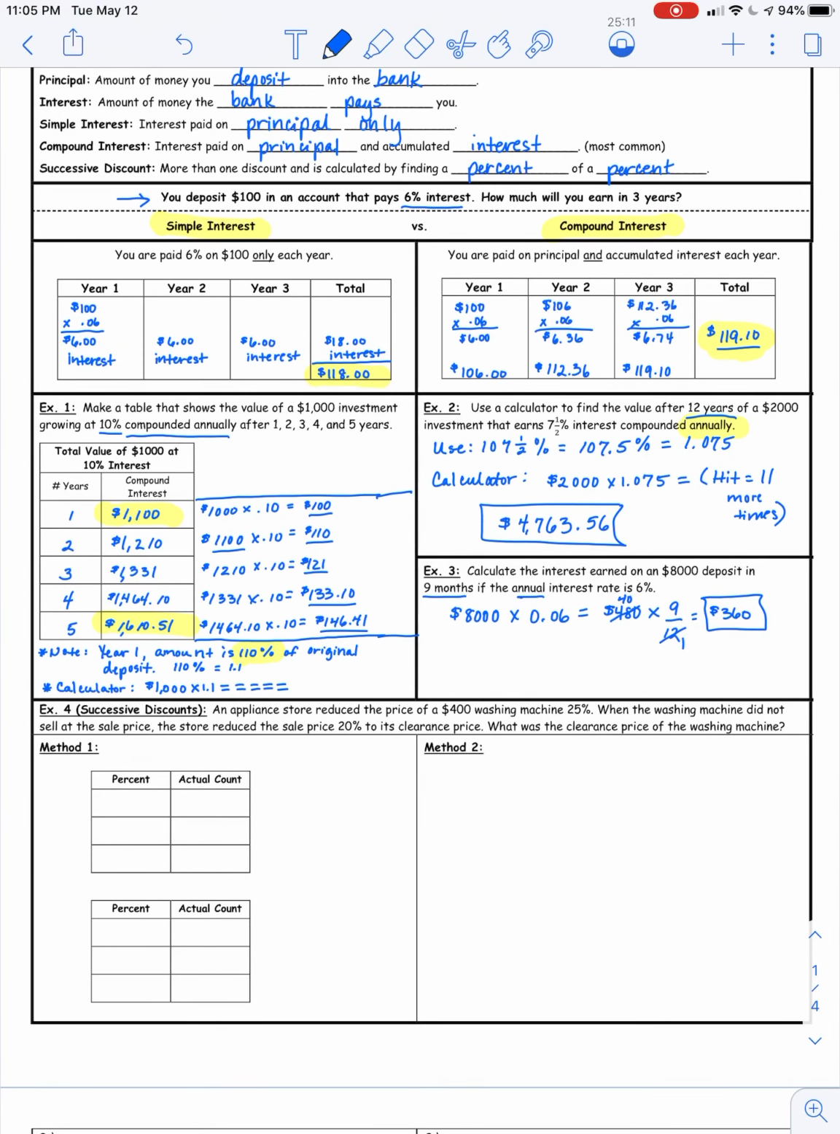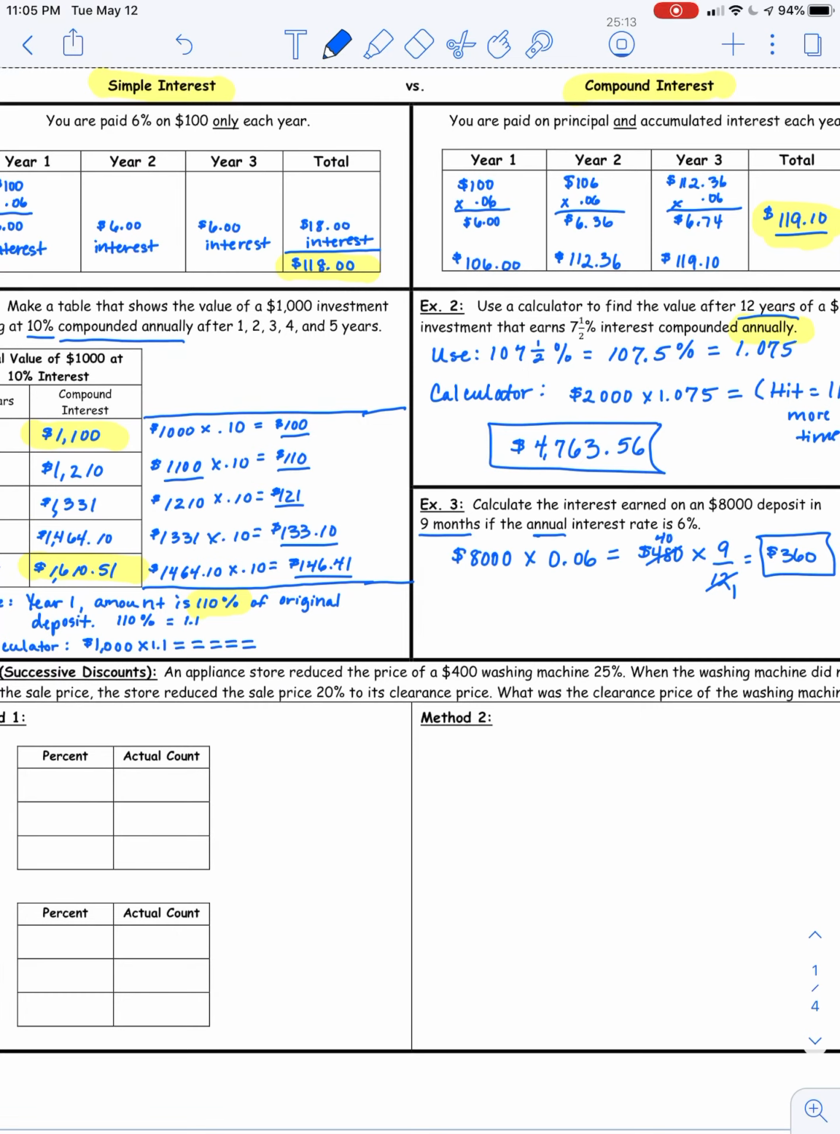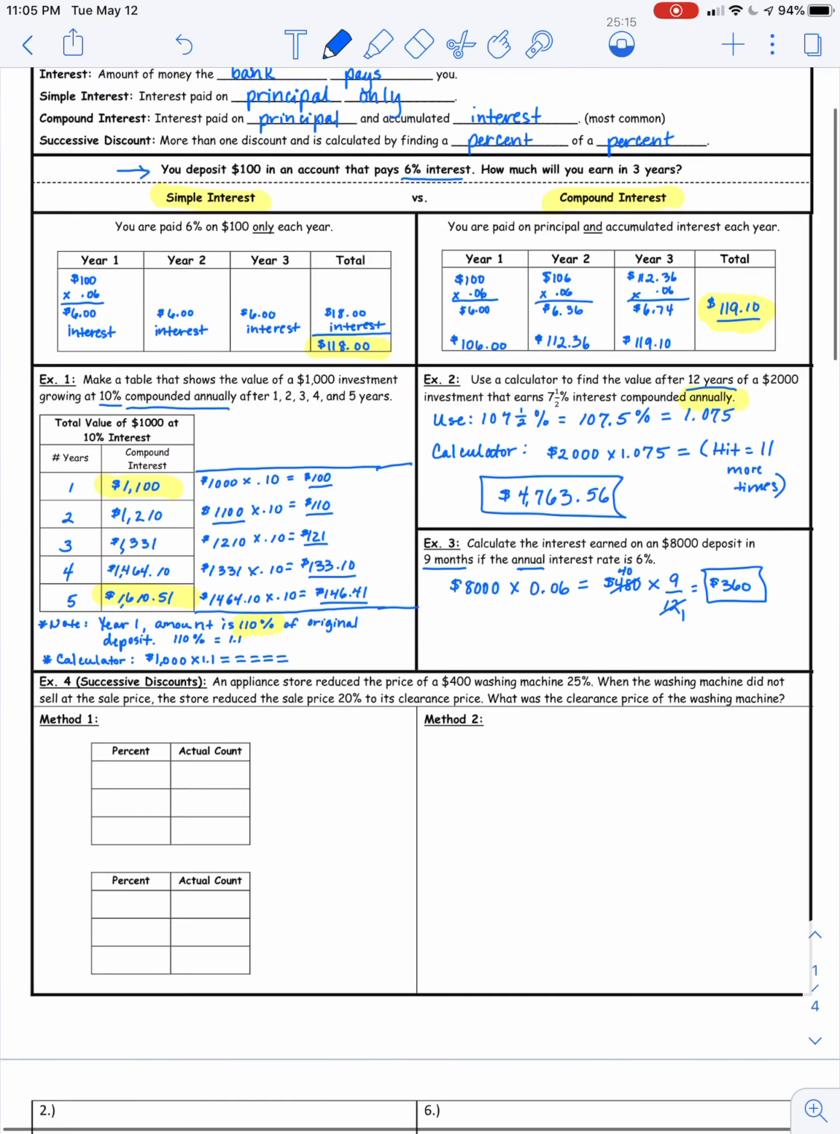Now we're going to go down to the bottom and look at what successive discounts are. Okay, now let's read the problem here. I was trying to blow it up, but I can't really do that without losing part of the problem. So example 4 says, an appliance store reduced the price of a $400 washing machine 25%. When the washing machine did not sell at the sale price, the store reduced the sale price again, another 20% to its clearance price. What was the clearance price of the washing machine?